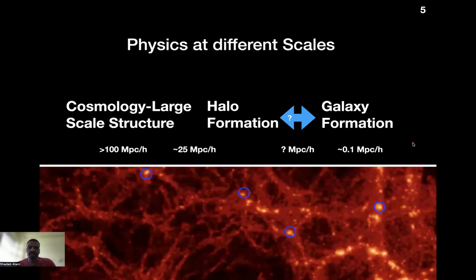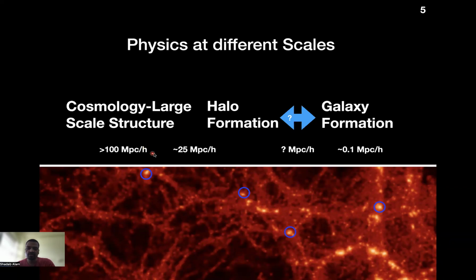Okay. Now, if you think about that picture, what you also want to think about is that there are different scales, right? So if you look at very large scales, like 100 megaparsec over h, then that's mostly dominated by the cosmology itself, like how the structure at very large scales evolved in the universe.